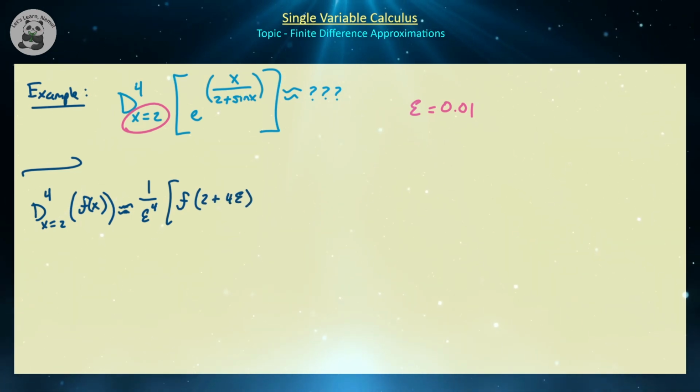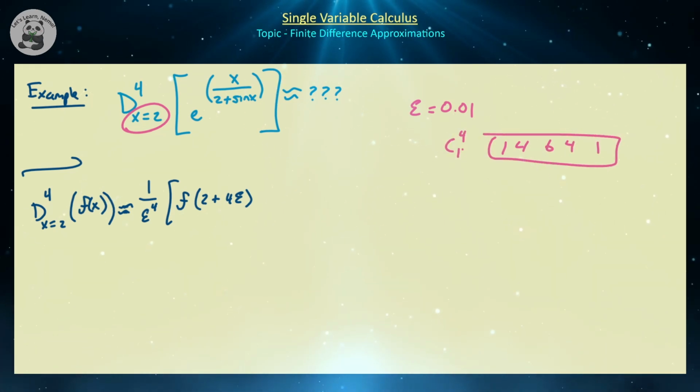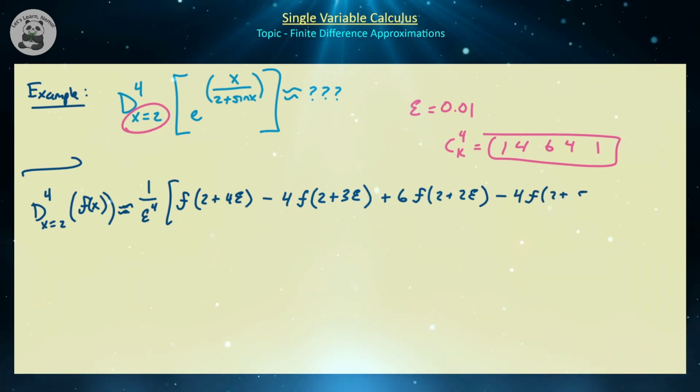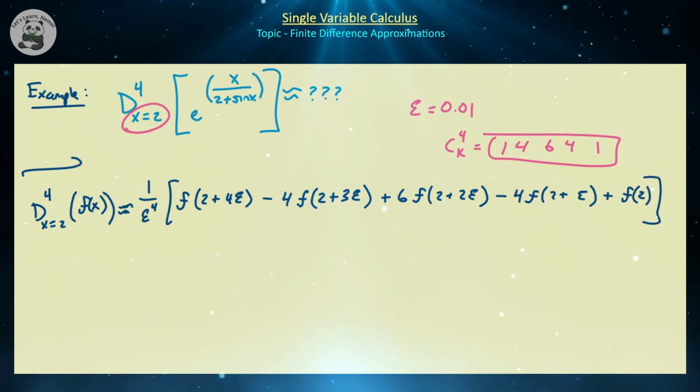So our coefficients for 4 are going to be 1, 4, 6, 4, 1 if you do your C4 k's. So k is equal to 0, 1, 2, 3, and 4. So 1, 4, 6, 4, 1. Again, it's going to alternate as usual. So it's going to be minus 4 times f of 2 plus 3 epsilon, and then plus 6 times f of 2 plus 2 epsilon, minus 4 times f of 2 plus 1 epsilon, and then plus f of 2 plus 0 epsilon. So that's going to be the full expansion.